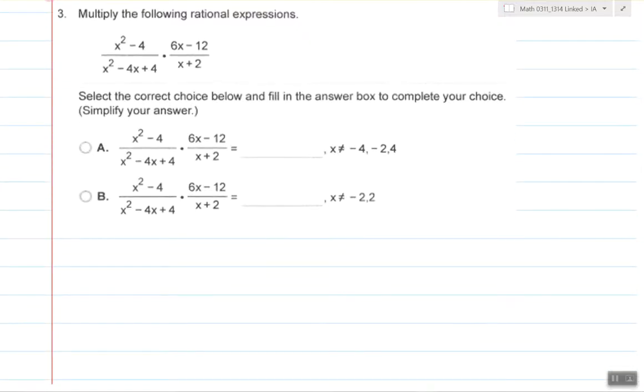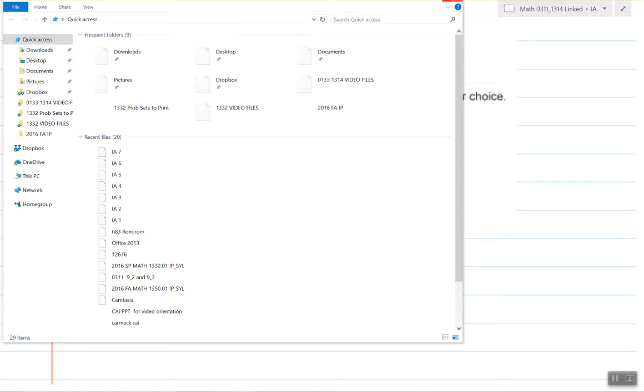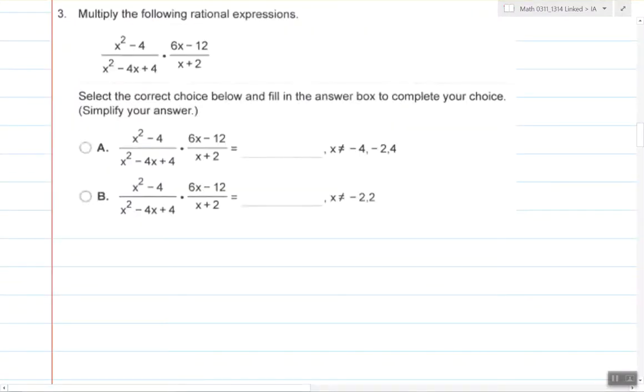I'm going to get rid of that. I'm going to first look at my simplifying. And if I'm going to simplify, I have to factor the top and bottom of the first and the top and bottom of the second. Let's look at the numerator of the first. X squared minus 4. Hopefully you recognize that as this difference of squares. So I get x minus 2 times x plus 2.